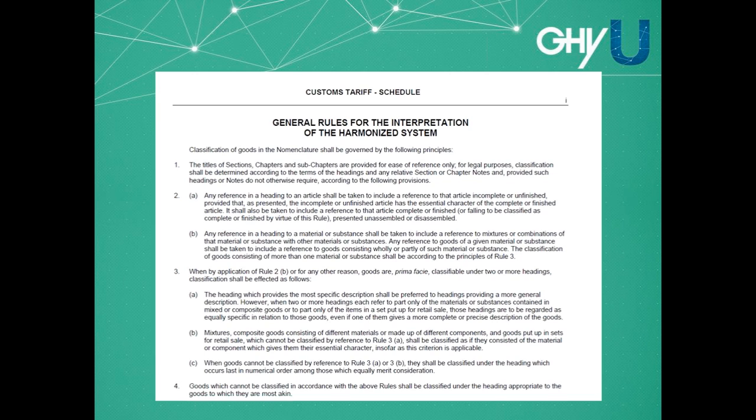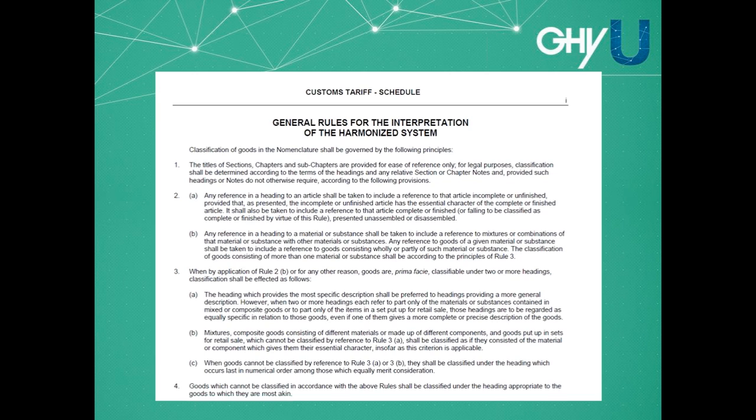It means that headings can include incomplete or unfinished goods, unassembled or disassembled goods. So it's important to realize too with these general rules for the interpretation system that they have to go in sequential order. So for the first rule, one example could be live horses, and that's classified right at the beginning at 01.01. So rule number 2, let's read that.